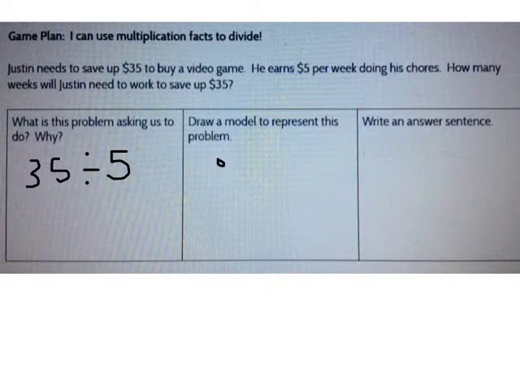1, 2, 3, 4, 5, 7, 8, 9, 10, 11, 12, 13, 14, 15, 16, 17, 18, 19, 20, 21, 22, 23, 24, 25, 26, 27, 28, 29, 30, 31, 32, 33, 34, 35.